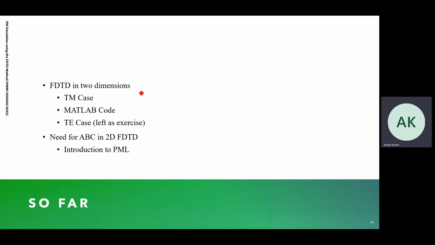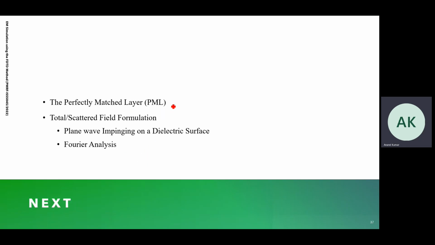So in today's class, we covered FDTD in two dimensions, the TM case. The TE case is left as an assignment. We saw the MATLAB code, and we saw there would be reflections from the boundaries, and we saw why we need PML. So the discussion on PML will be covered in tomorrow's class, and we'll see how much we are able to cover, and whether we need one more class for the total and scattered field formulation.